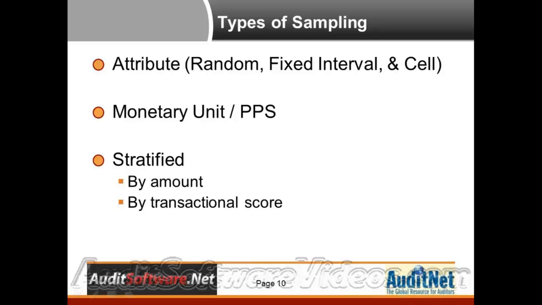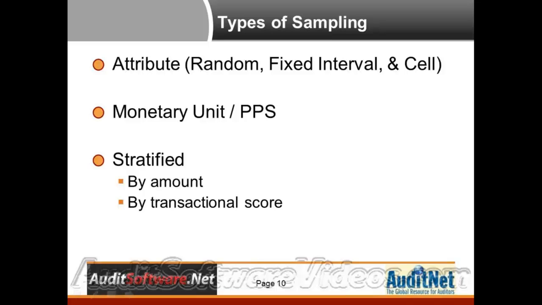Okay, so just moving onward here. Types of sampling. We've been touching on this a bit over and over again as we start off here, so I just wanted to show you these are the 3 types. It's attribute, control, record sampling. It's all these different names for the same thing. And within that, you have options. You have random, fixed interval, and cell.